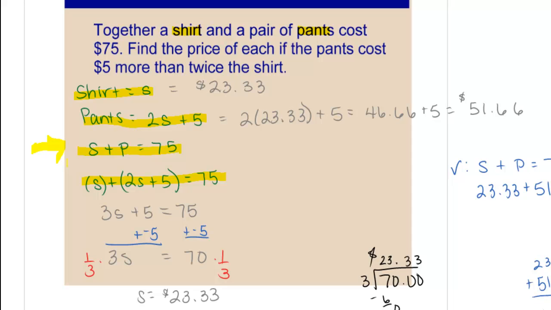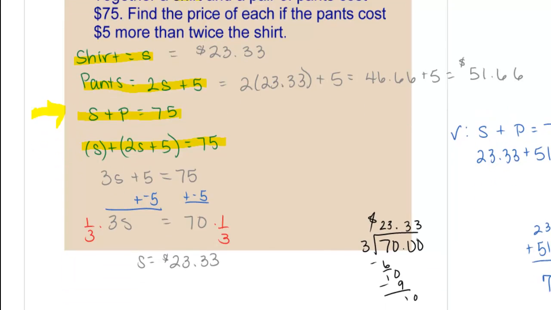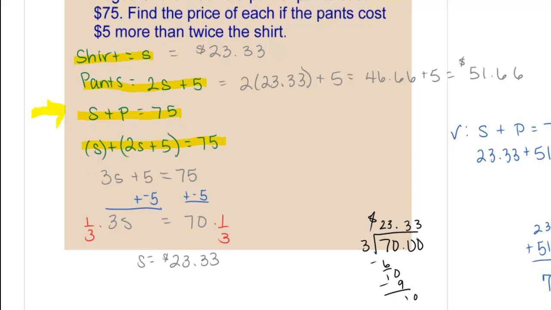So then when you simplify, you get 3S plus 5 equals 75. Add that negative 5 to both sides, multiply it by the reciprocal 1/3, and when you divide, you do indeed end up with a number you have to round. Since we're dealing with money, we're going to round to the hundredths place, and that's okay. Sometimes in real life you do have to round.